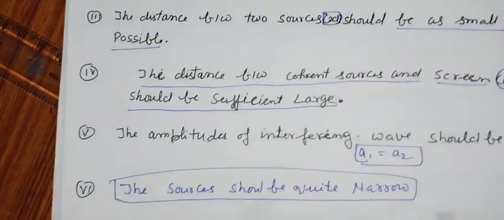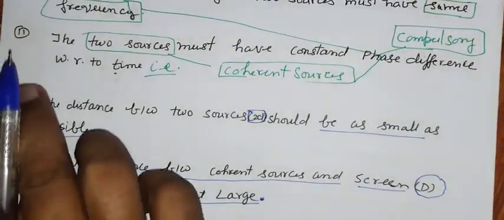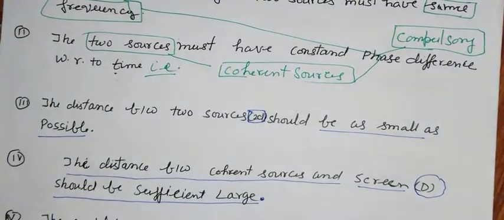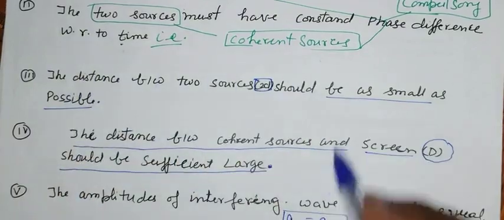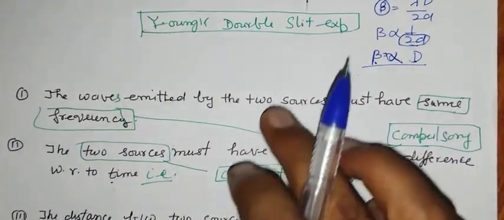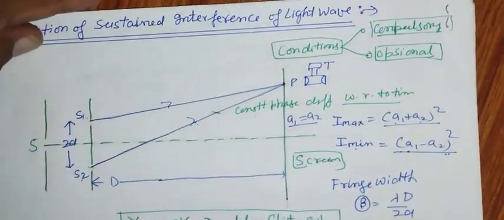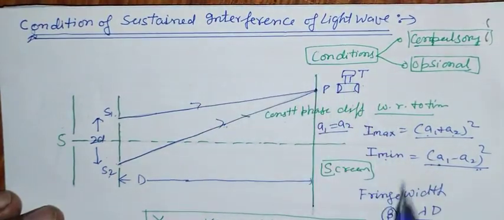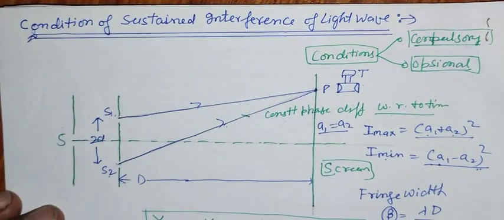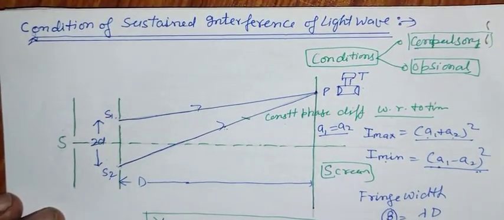So the third, fourth, fifth and sixth are optional conditions, and the first and second are compulsory. These total six conditions are required for a good interference pattern in any type of experiment. So this is for the topic. Thank you and have a nice day.